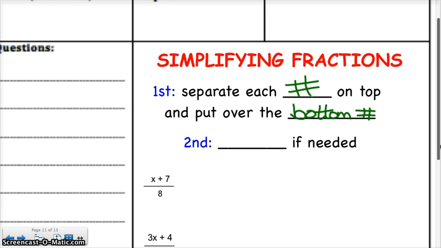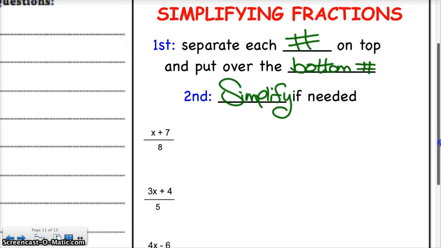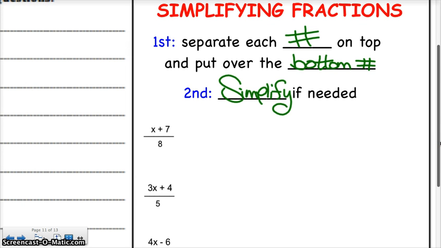It gets fun. It really does. Second, lastly, you simplify if you need to. And you will see examples of that. Okay, now watch this magic. Now just watch me. Don't write anything down. I'm going to do this 2 times so you can watch me and then you can apply it.